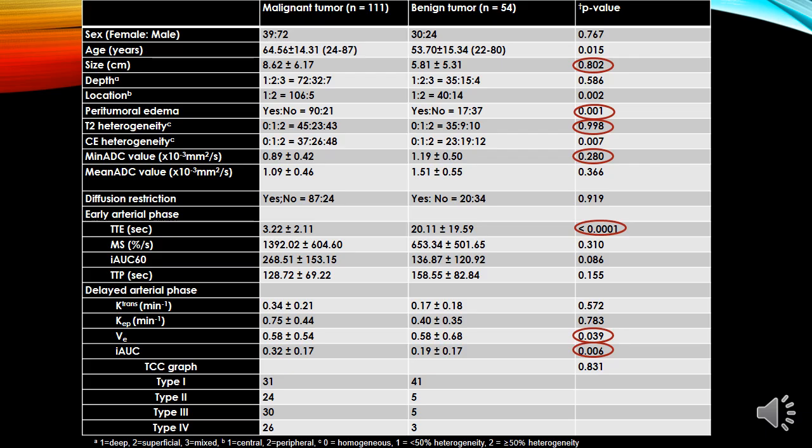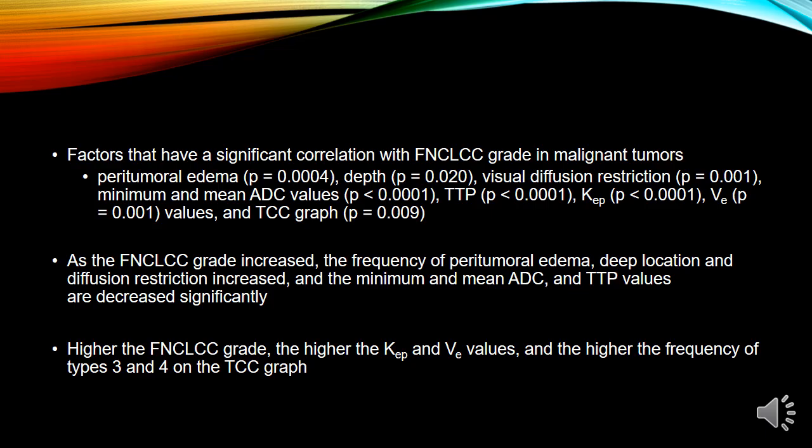TTE value among the early arterial phase factors and VE and IAUC values among the delayed arterial phase parameters were significant in differentiating benign and malignant tumors. Factors that have a significant correlation with FNCLCC grade in malignant tumors were as follows. As the FNCLCC grade increased, the frequency of peritumor edema, necrosis, and diffusion restriction increased, and the minimum and mean ADC and TTP values decreased significantly. Higher the FNCLCC grade, the higher the KEP and VE values, and the higher the frequency of type 3 and 4 on the TCC graph.